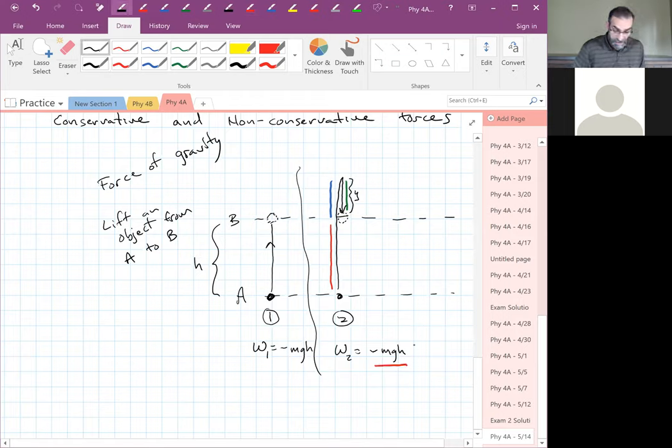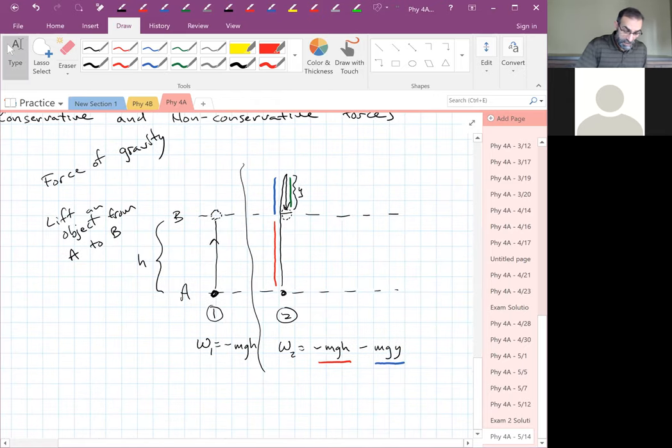Plus the work done on the blue section, which is minus MGY. Plus the work done on the green section, which is going to be plus MGY, because the force of gravity is down and it's moving down. So we get a cosine 0 degrees. We get positive work done. That's the green section. And we add those up, and what do we get? Minus MGH.